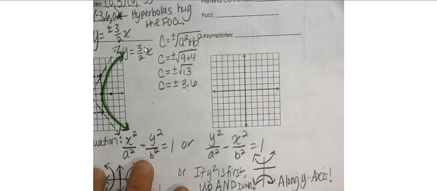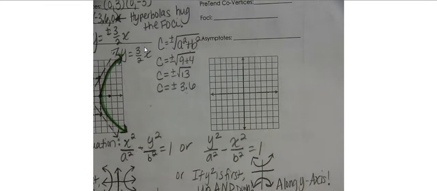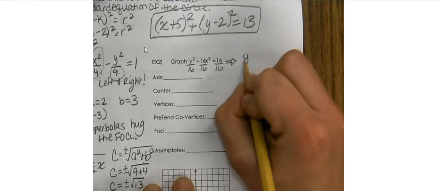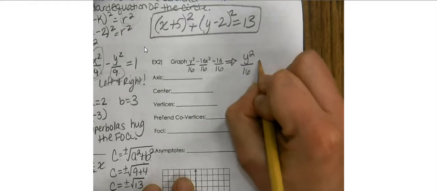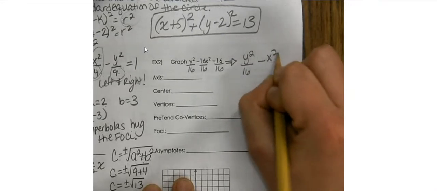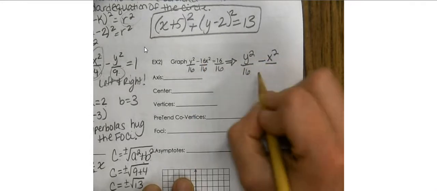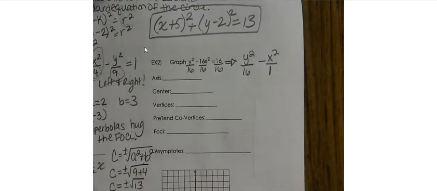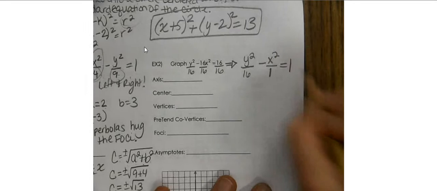All right, let's do another example. Here is example number 2. So for example number 2, unfortunately, this is not written in the correct form since it doesn't equal 1. So we're going to divide both sides, every single term on both sides by 16. And when you do that, you end up with y squared over 16 minus x squared over 16 over 16, which is going to be 1. Show that 1 because that's something that we're going to be using. Equals 1. So don't just make it x squared.